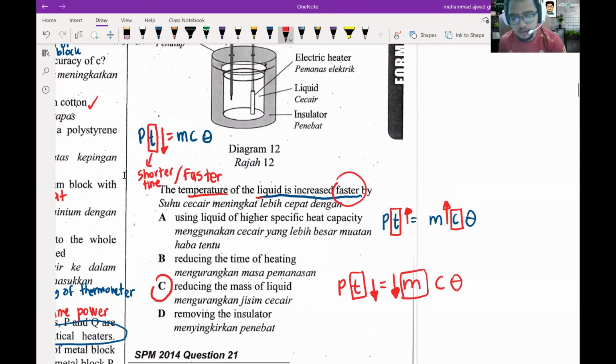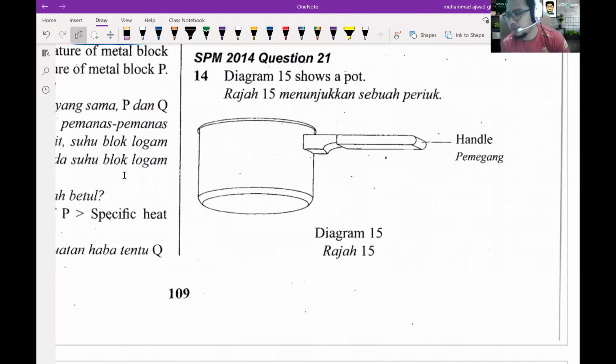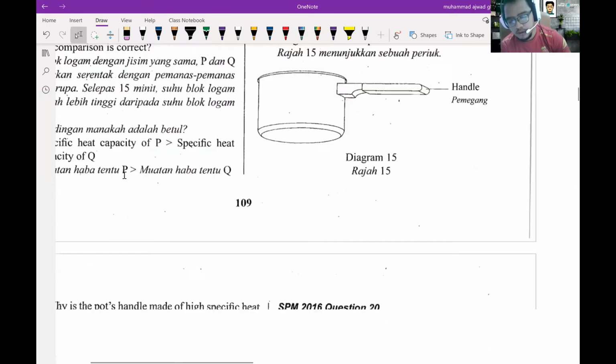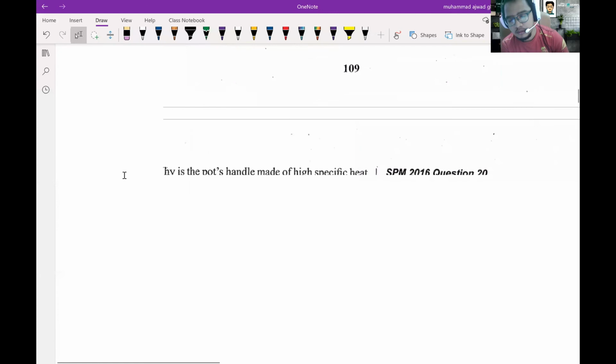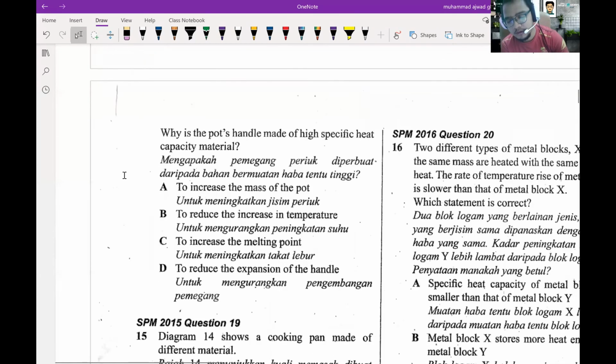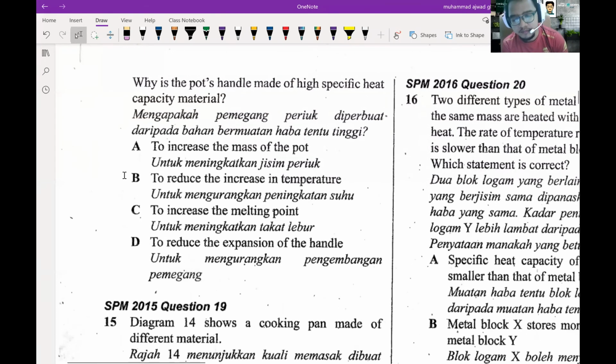Alright, any further question untuk yang ni? Ada soalan tambahan? Tak ada. Okay. So 2014-21 diagram show a pot. Okay, so dia tanya why is the pot handle made of high specific capacity? Kenapa pemegang tu buat daripada material yang higher specific capacity?